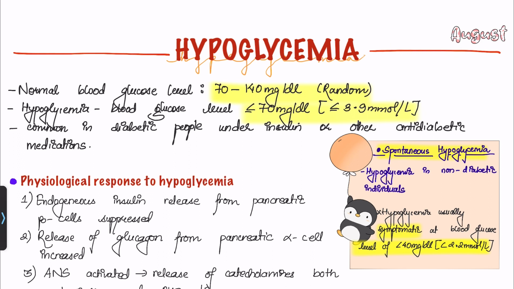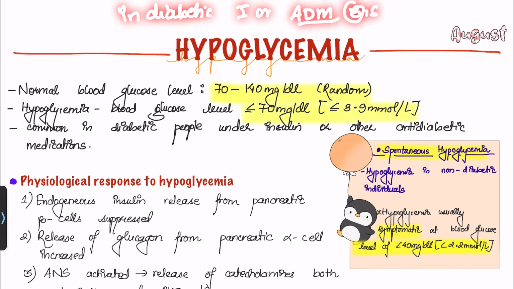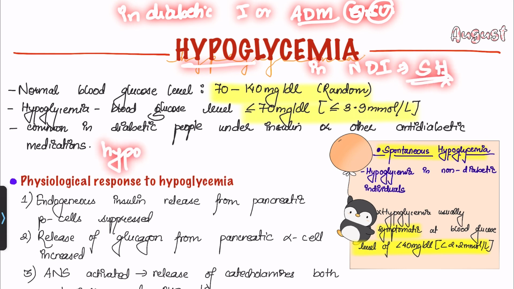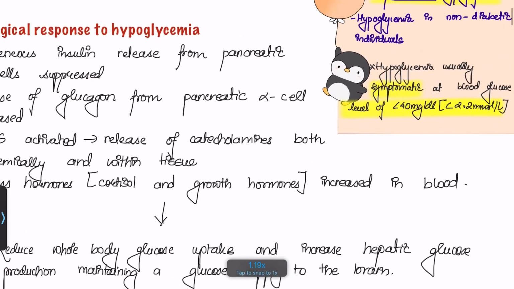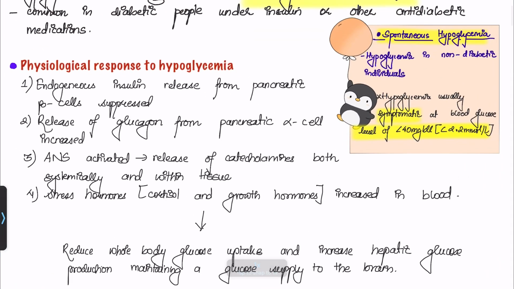Hypoglycemia is most commonly seen in diabetic people who are treated with insulin or other anti-diabetic medications like biguanides and sulfonylureas. But if hypoglycemia occurs in non-diabetic individuals, it is known as spontaneous hypoglycemia. Hypoglycemic individuals are usually symptomatic at a blood glucose level of less than 40 milligram per deciliter or less than 2.2 millimole per liter.